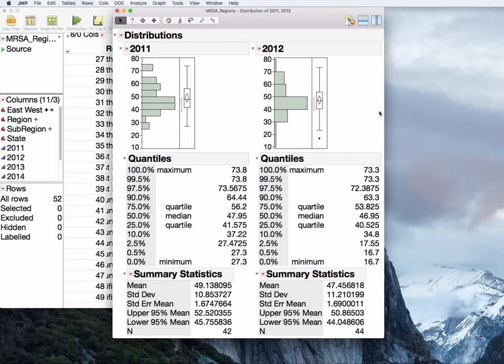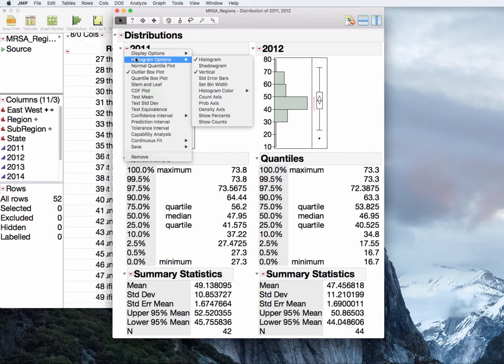The range for 2011 and 2012 is relatively similar, though you can see that the lower end of 2011 is a little bit higher than the lower end of 2012. So 27.3 compared to 16.7. We can also see that as these values increase here in 2011, we're also seeing some similar increases in terms of the distances between the quantiles and even comparing the quantiles between the 2 years.